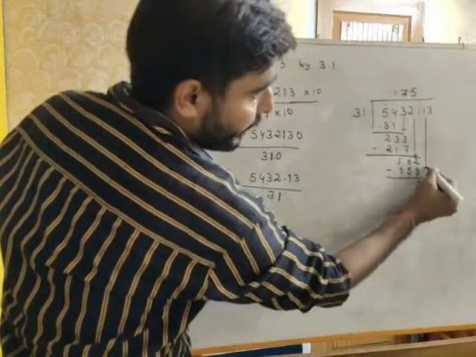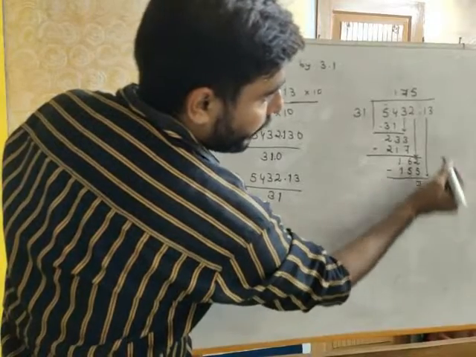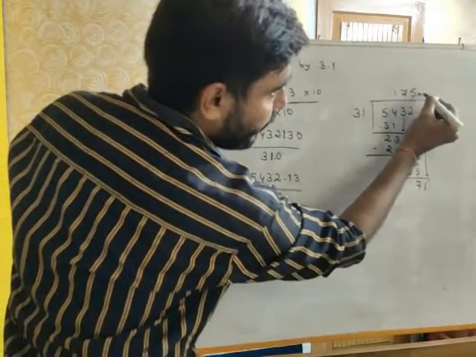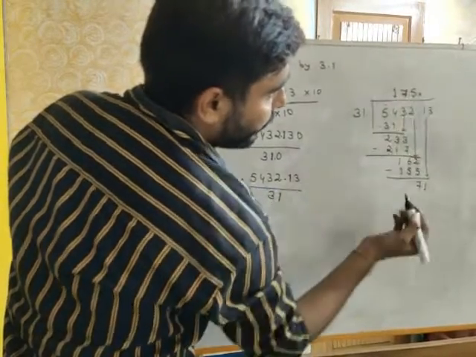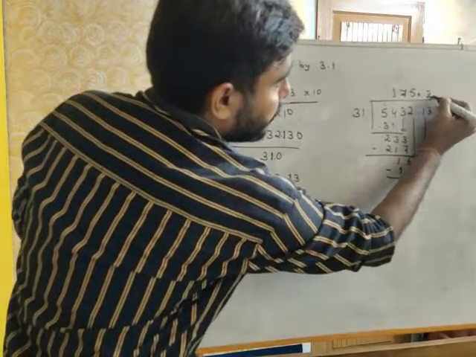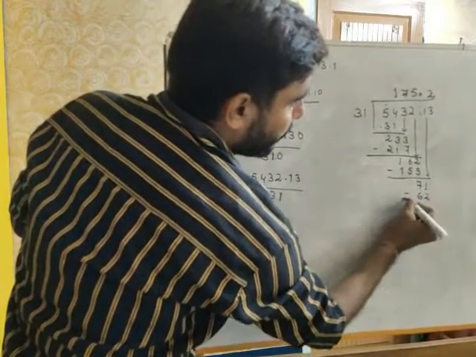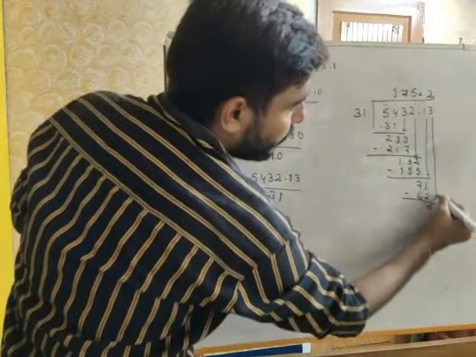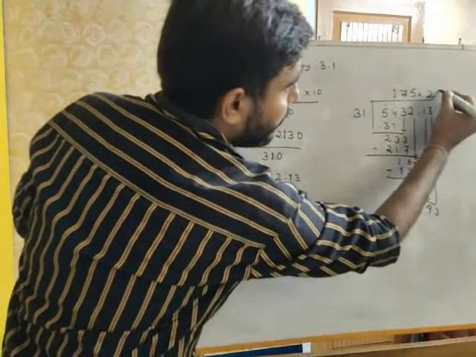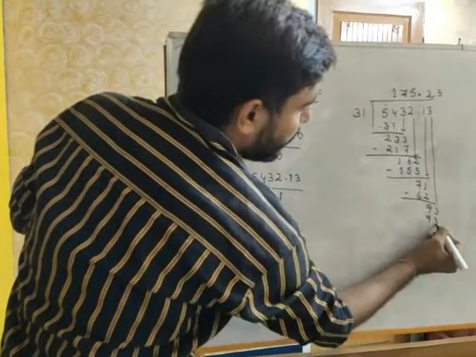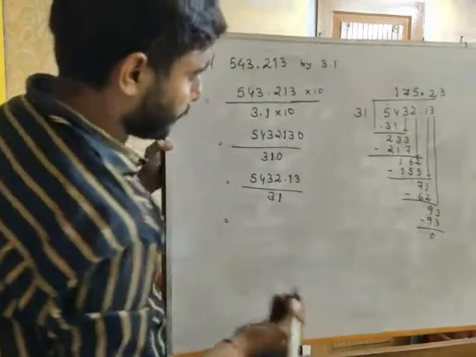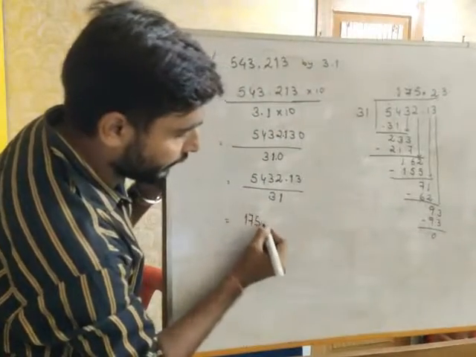What is the next number? 1. So once we have taken 1 down, there was a decimal which needs to be written with the numerator. So it will be 2 times 62 remains 9. What is the next number? It is 3 and 31 into 3 will give you 93. Our division is complete and our answer is 175.23.